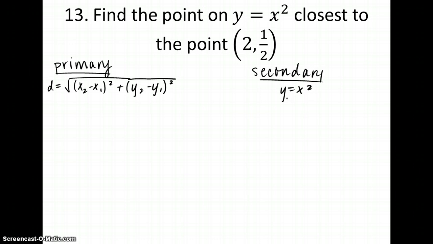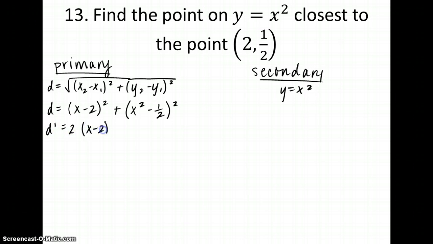Now, a lot of you had asked, and I think I touched on it for the most part. The distance is the smallest when the number inside the radical is the smallest. So we don't need to concern ourselves with the square root for the minimizing. So what's the distance? (x minus 2), which is the x coordinate given, plus, using our secondary equation, y is equal to (x squared minus 1/2), quantity squared. Now from here, you can expand the binomial, or you can just take the derivative as is.